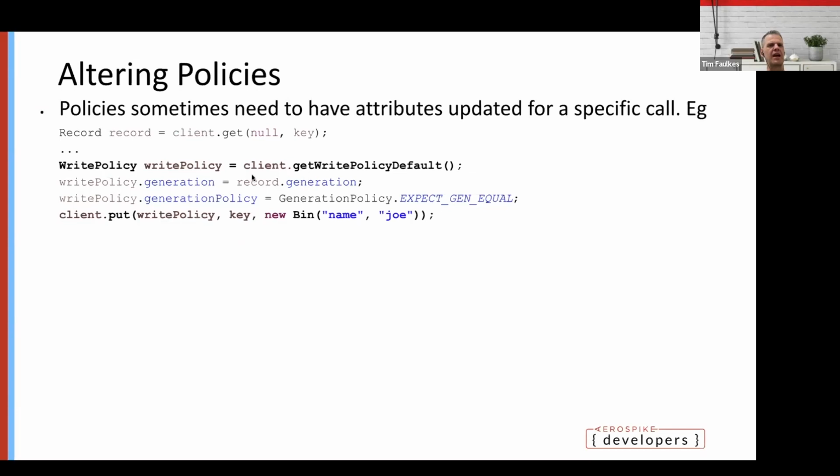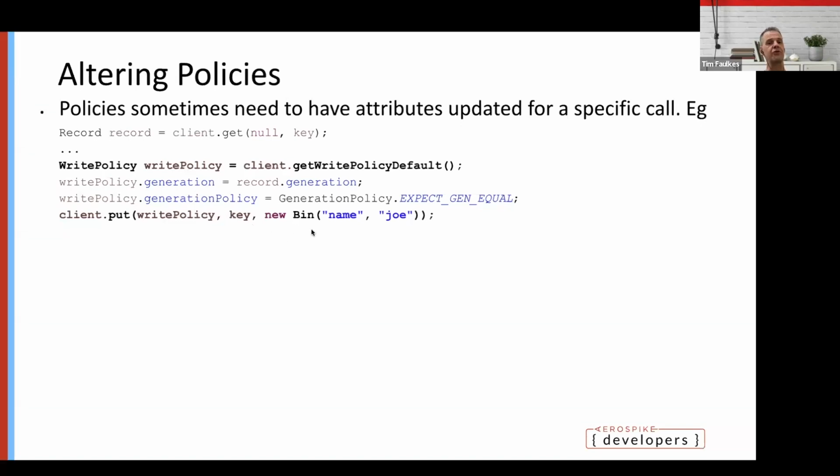So I'm going to get my write policy default, and then I'm going to set the generation to be the generation I read from my client. That's great, I want to make sure that matches on the server. And I set my generation policy to be gen expect equal. That's going to tell the server that when I do this write, only write the record if the current generation count, the number of times that record has changed on the server, is this value. So that will do check and set.